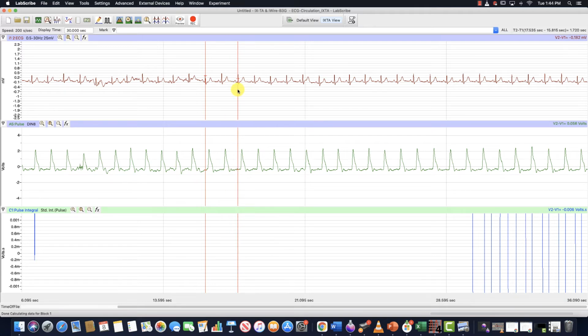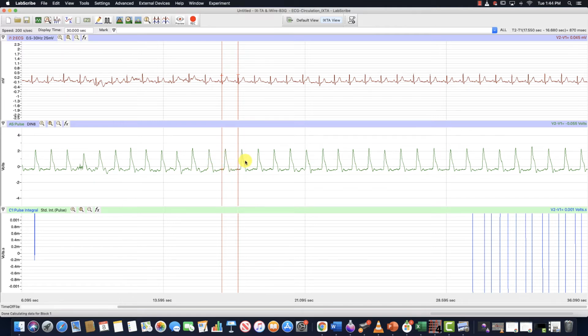I'm going to slide my cursors down, and I'm going to measure the beat period for the next R to R interval. And I'm going to take that measurement from the top right corner again. We can use that beat period to calculate heart rate.